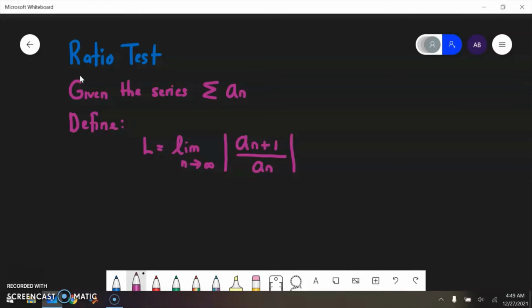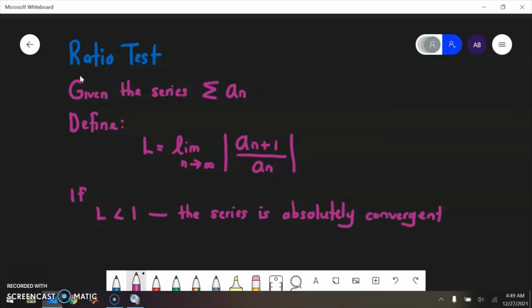Now this L should be a number. If L is less than 1, then we say the series is absolutely convergent. When it's absolutely convergent, that means it's convergent. If L is greater than 1, then we say the series is divergent.